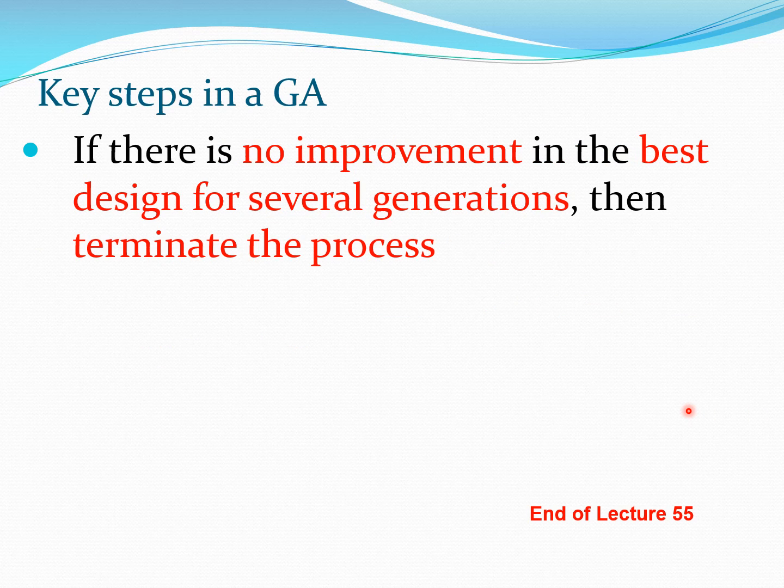So one more possibility is that if you are not getting any better as the generations progress for a long time, then also you can terminate the process, which essentially means that you keep comparing the best value at different k values. And again, if x* is not changing, you can terminate the process.